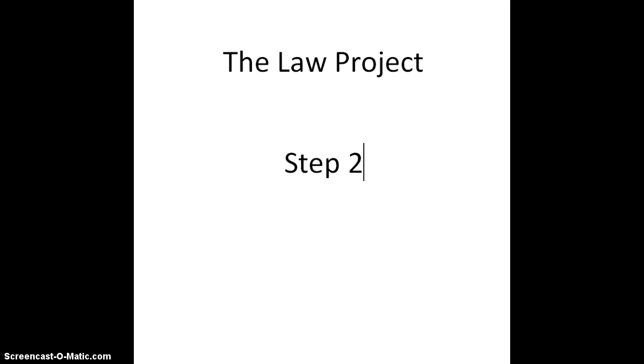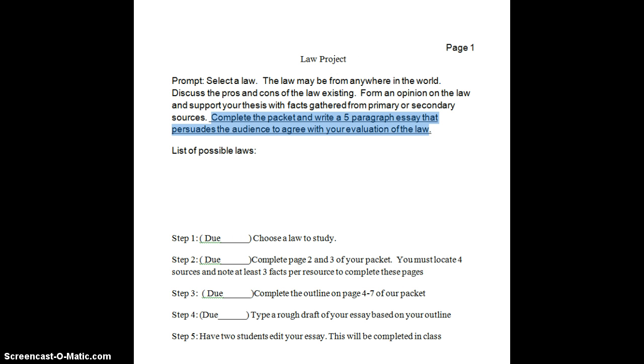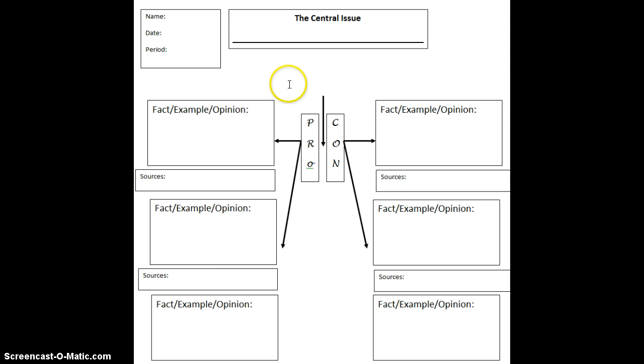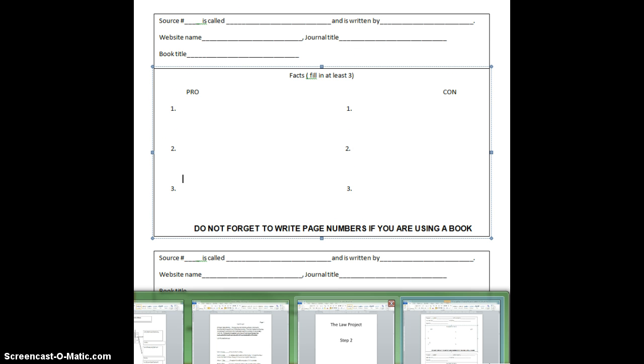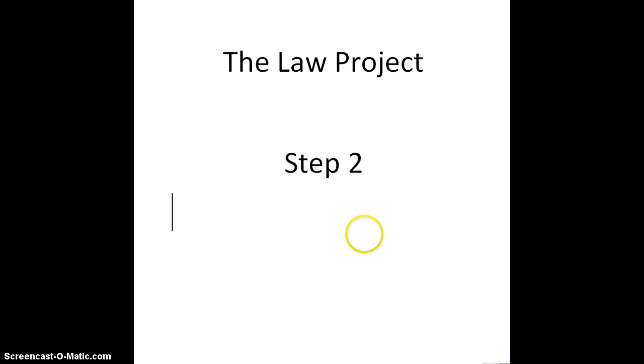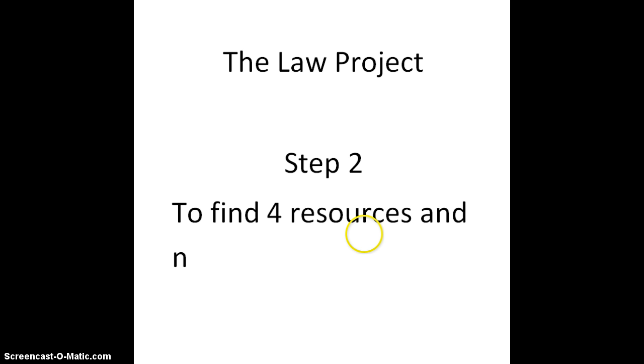Step 2. You were given a packet, and it looks like this. This packet needs to be completed and turned in. Your first step is to complete these resource pages. Now I'm requiring at least 4 resources. Step 2 is to find 4 resources and note pros and cons.